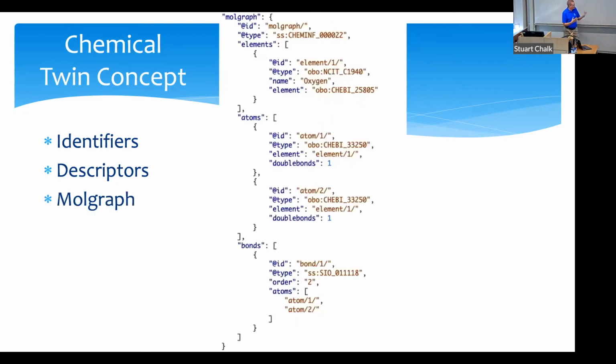So this is a very simple example, obviously, for demonstration, but the idea here is we represent the elements at the top in a section. So we've got oxygen, because this is molecular oxygen. The ChEMI reference there is to the oxygen atom in an ontological sense. We have atoms, they reference back to the element. So that's, again, an internal reference. And in this case, they indicate that there's one double bond that's attached to that particular oxygen atom. Obviously, the same is true in the second one because this is O2. And then finally, we separately represent the bonds, and that bond is of order 2, so it's a double bond.